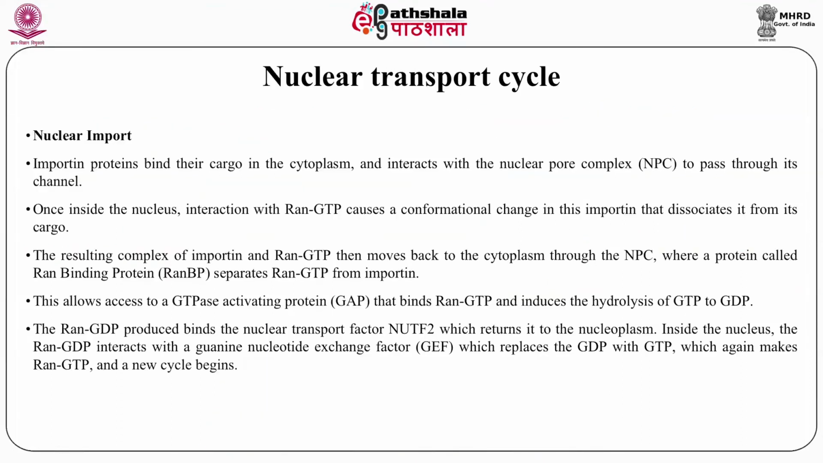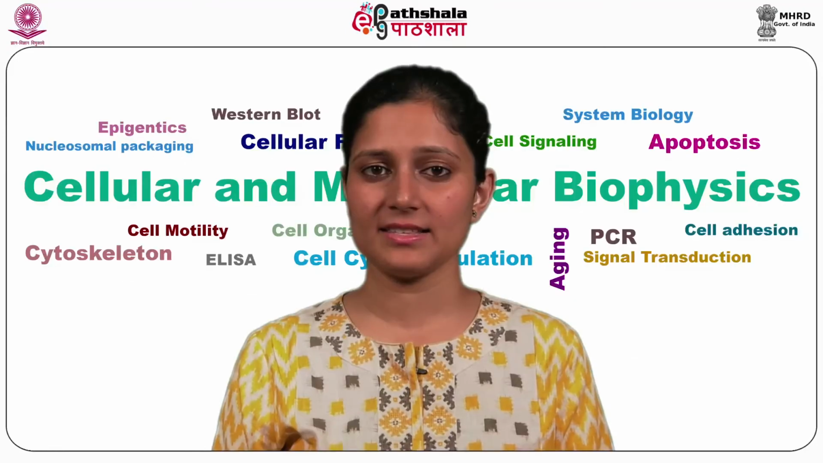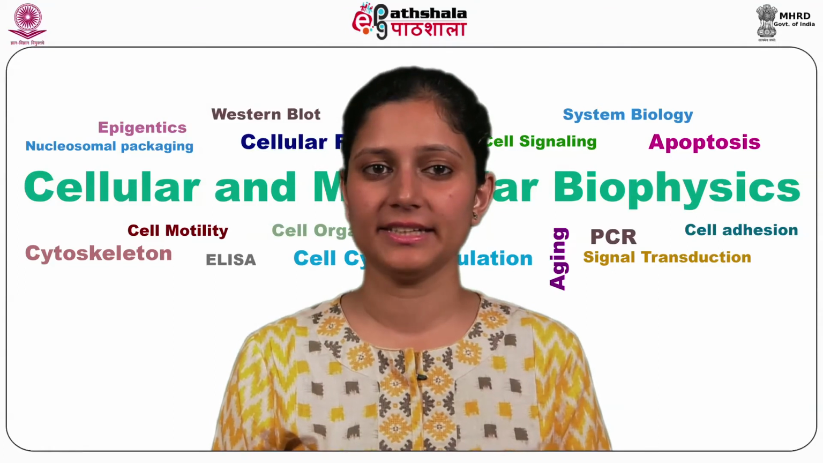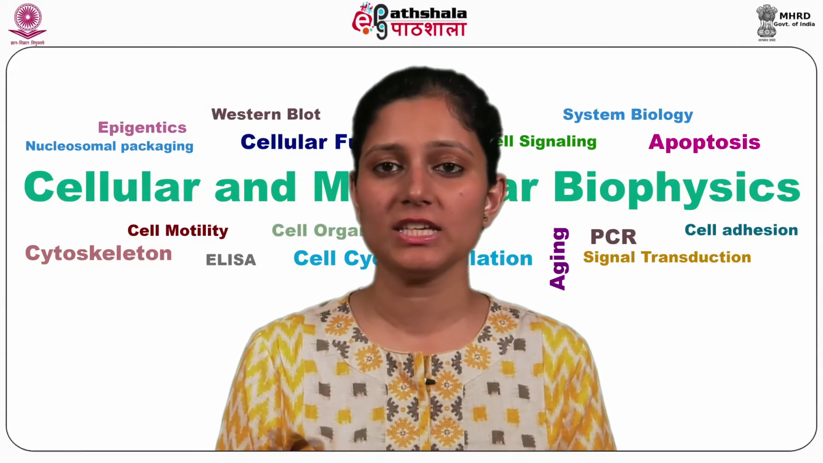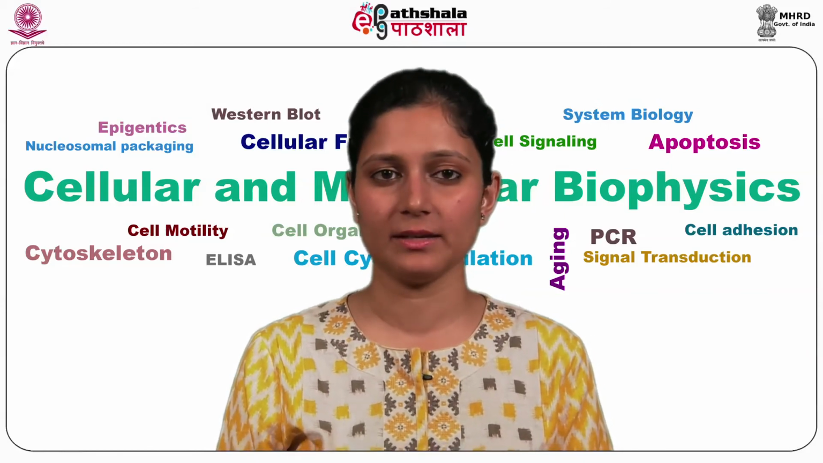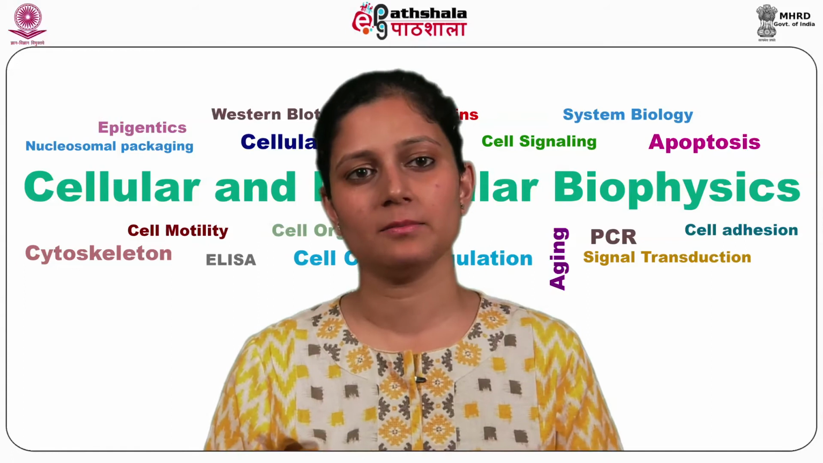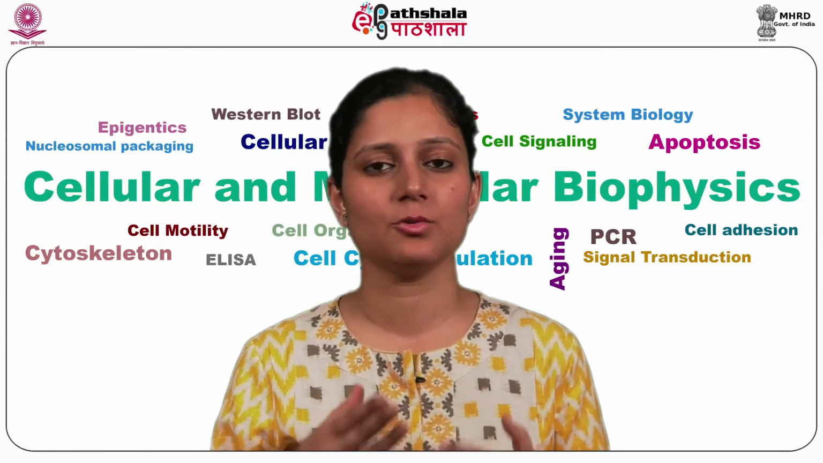This allows access to a GTPase activating protein, GAP, that binds RAN GTP and induces the hydrolysis of GTP to GDP. The RAN GDP produced binds to a nuclear transport factor which returns it to the nucleoplasm. Inside the nucleus, the RAN GDP interacts with the guanine nucleotide exchange factor, GEF, which replaces the GDP with GTP, which again makes RAN GTP, and a new cycle begins.